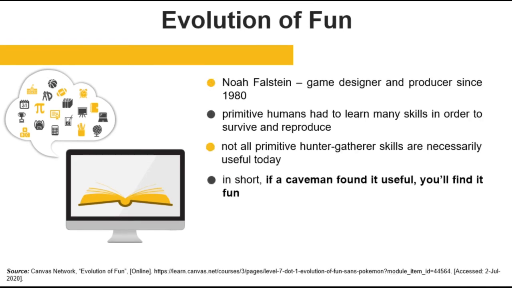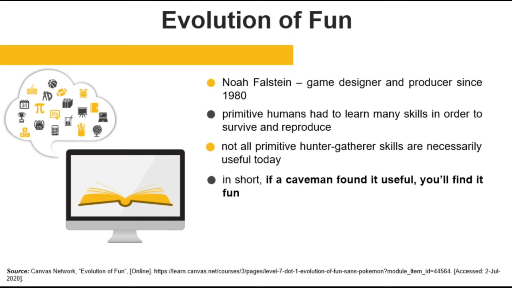Evolution of fun. Noah Falstein, a game designer and producer since 1980, explains that the evolution of fun can be understood by taking a trip back to early prehistory, when humans were at their hunter-gatherer stage. Primitive humans had to learn many skills in order to survive and reproduce. If we found it fun to learn certain skills, we would be more likely to practice them, and thus more likely to survive, reproduce, and pass on our genes to the next generation.